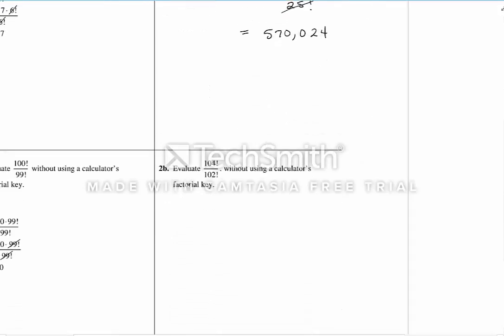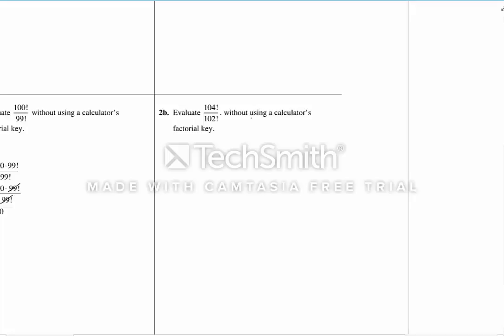Okay, we're going to do the same thing with 2b without using the calculator's factorial key. Then we would have 104 times 103. Notice the denominator is 102 factorial, so we'll stop there. And then the 102 factorials would cancel out. Now just multiply the 2 numbers together to get 10,712.